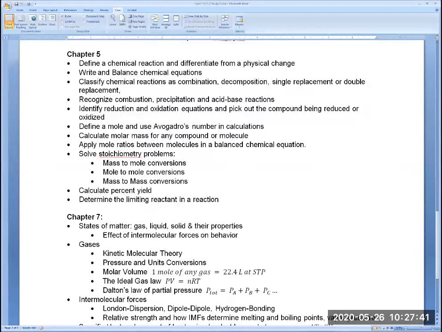Oxidation reduction reactions are when there is a transfer of electrons from an element to another. And out of these, we ask that you recognize the compound or the element that is being reduced and the element that is being oxidized. You practiced that a little bit with the lab 4.